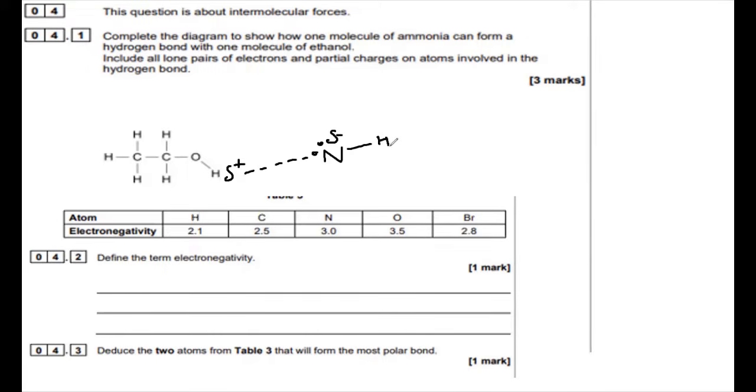And so this is the other version. Of course, these hydrogen atoms are electropositive as well and can bond to another ethanol molecule. But the question specifically says it wants all the lone pairs of electrons and partial charges on the atoms involved in the hydrogen bond. And they're only asking us to draw one hydrogen bond. So I just need my lone pairs and partial charges. And I've drawn the dashed line for the hydrogen bond, so that will get me 3 marks. Boom. Right, let's move on.